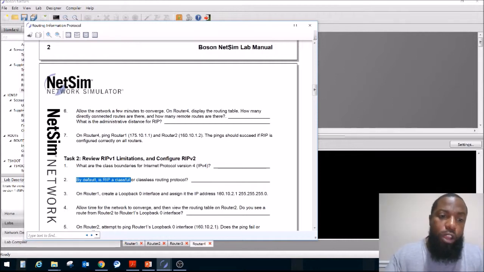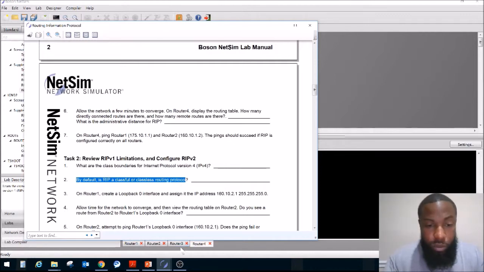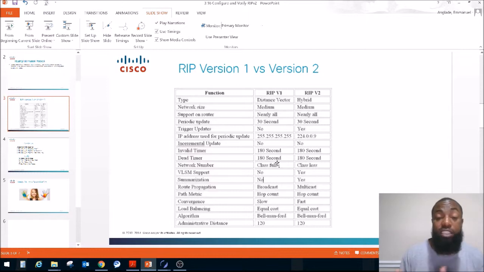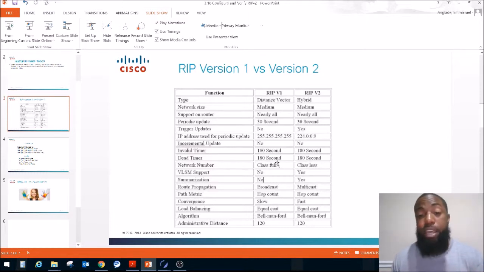By default, is RIP a classful or classless routing protocol? We'll look at the slides and I'll tell you. It's classful. I needed to answer that. It's classful. That's version 1. Classless, version 2. Remember, classless means you could subnet and do variable length subnet masking.